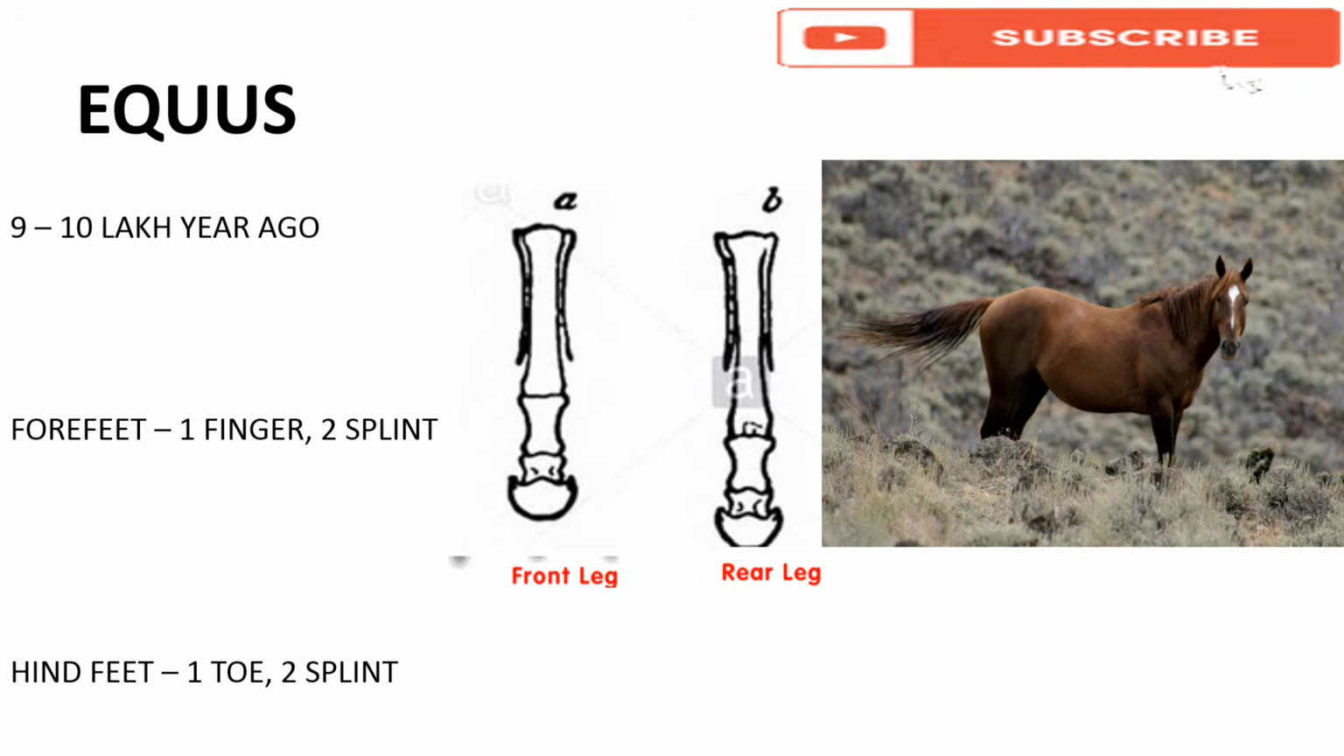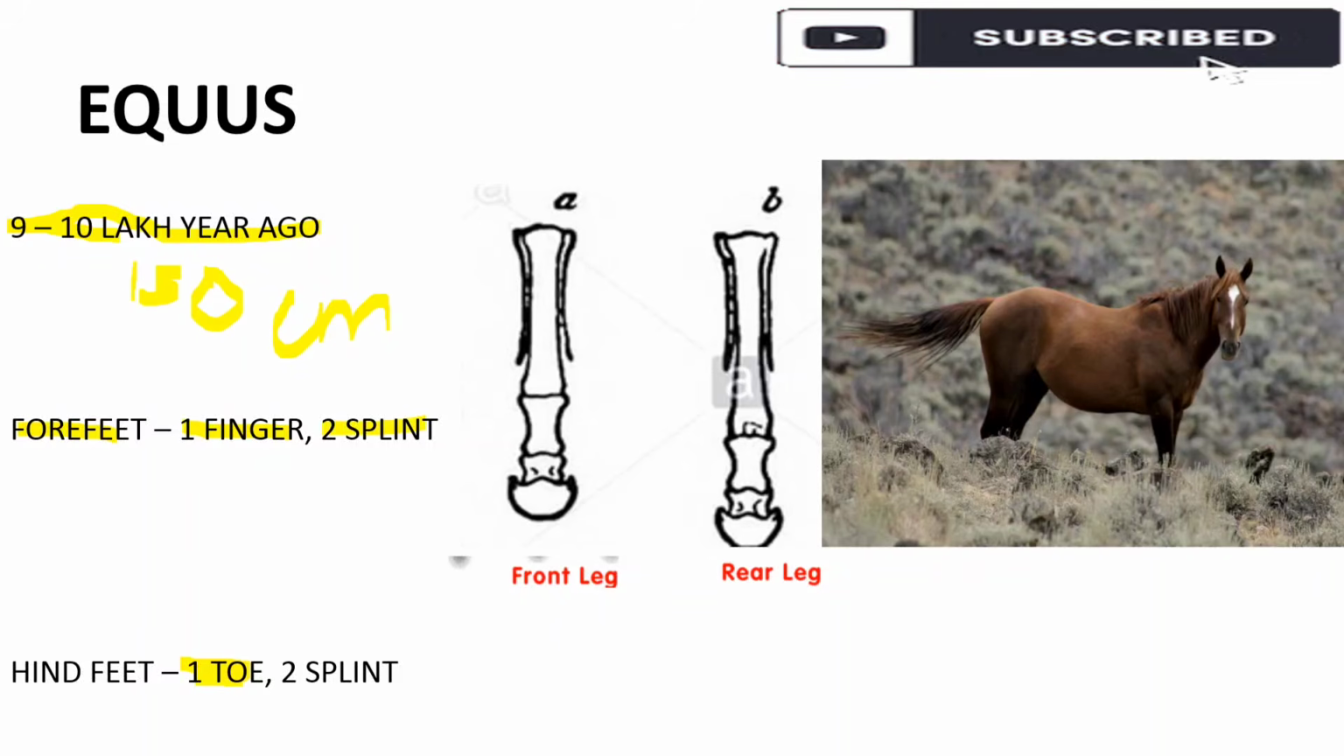It is the most recent one which you can see nowadays. So Equus originated 9 to 10 lakh years ago and its height is 150 centimeter. Its forefeet has only one finger and its hind feet also has only one toe, and they have two splints of finger and two splints of toe. Here you can see two splints and one broad finger, and here you can see one rear leg.